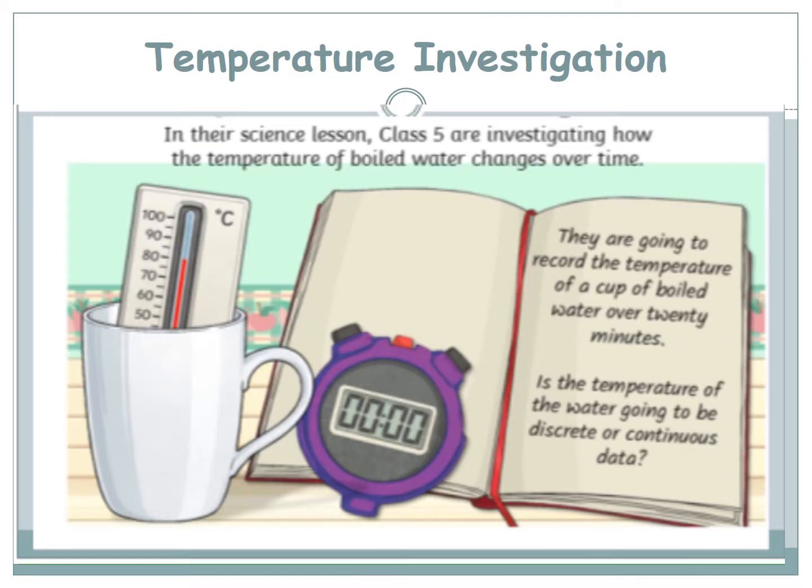So for this task, it says, in their science lesson, class 5 are investigating how the temperature of boiled water changes over time. So we're going to record the temperature over the 20 minutes in 5-minute intervals. But what I want you to think about is the data. Is that continuous or discrete data? Have a think. Remember, we are measuring the temperature.